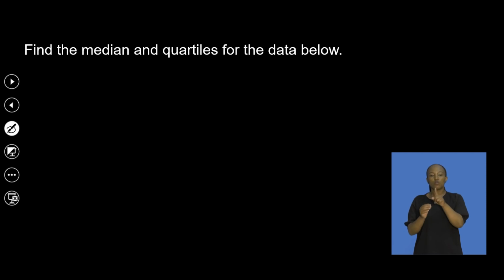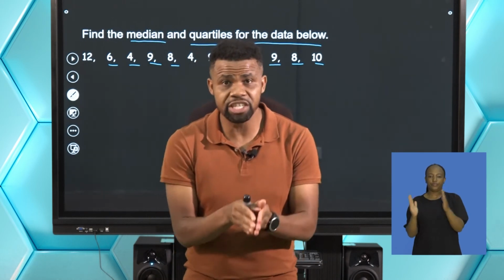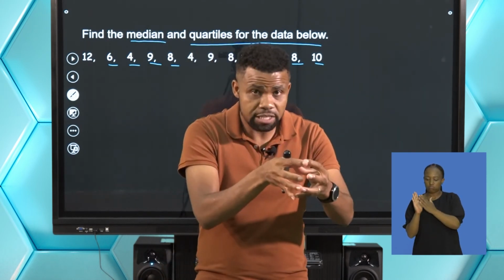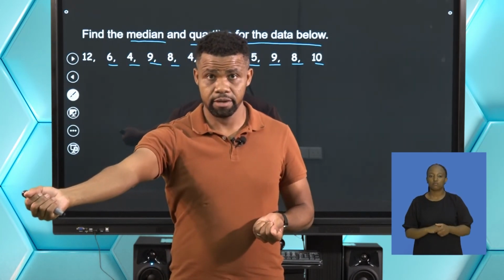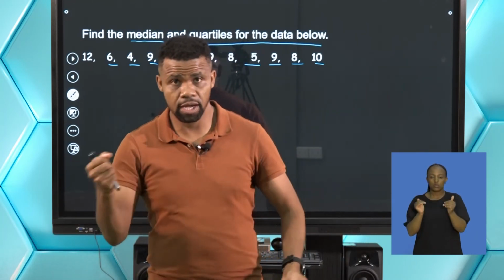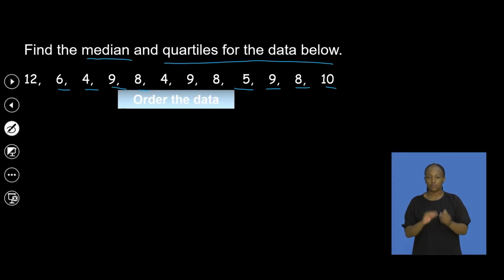Find the median and the quartiles for the data below. Let's look at the data. So we have 12, 6, 4, 9, 8, 4, 9, 8, 5, 9, 8, and 10. Firstly, what we need to do is arrange our data from the smallest to the highest value. Are we together? We have to arrange from the smallest to the highest value for us to calculate our quartiles.